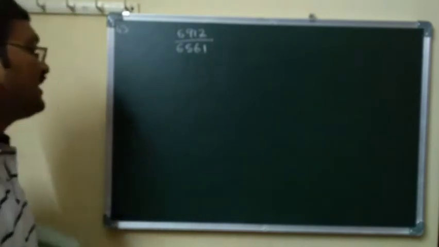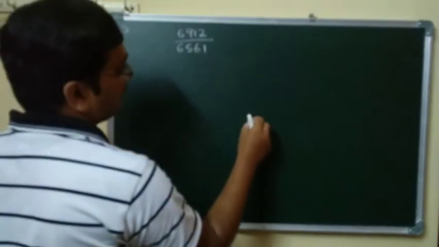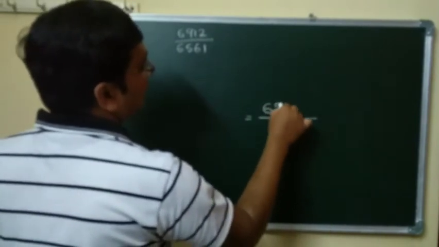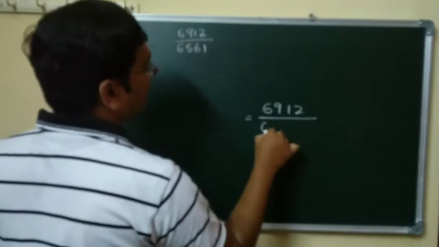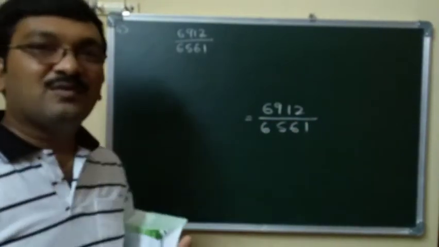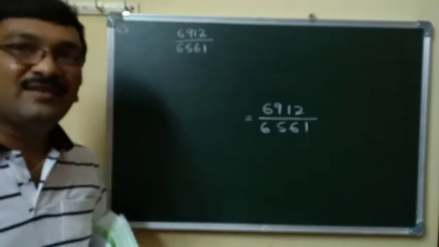So I am taking here 6912 and 6561. Okay. So here, if you follow which method, then we will get it easily.